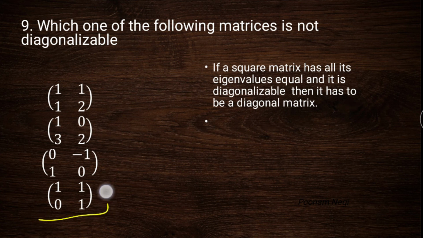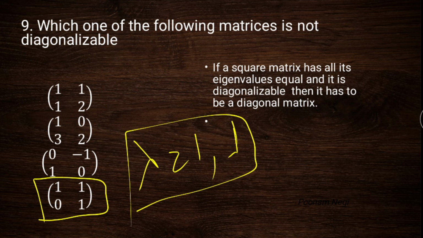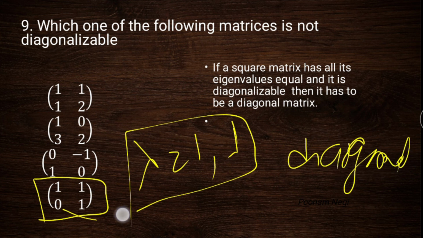For this fourth matrix, the eigenvalues are 1 and 1. That means we have equal eigenvalues, but if this matrix were diagonalizable, then it must be a diagonal matrix. But it is not a diagonal matrix. That's why this is our correct option. This matrix is not diagonalizable.